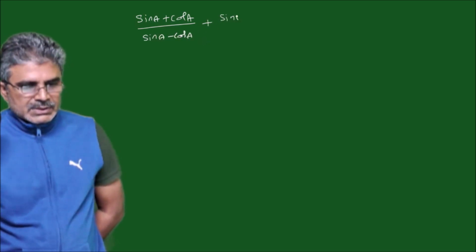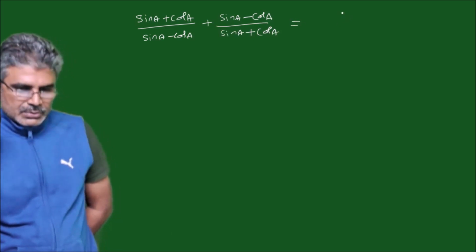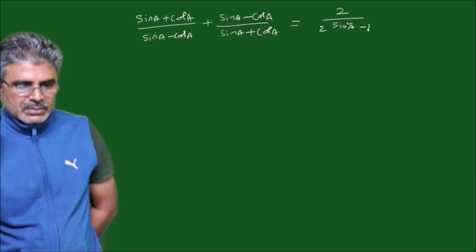Our next problem is sin A plus cos A by sin A minus cos A plus sin A minus cos A by sin A plus cos A, which should be equated to 2 by 2 sin square A minus 1.